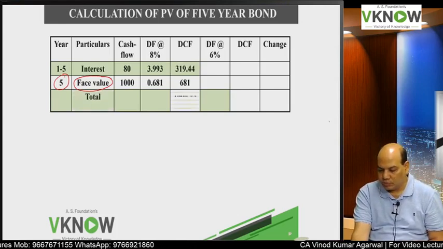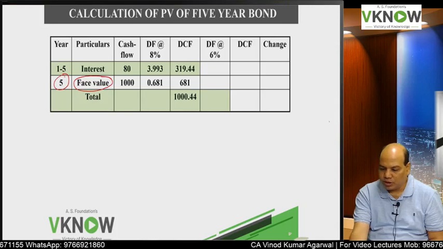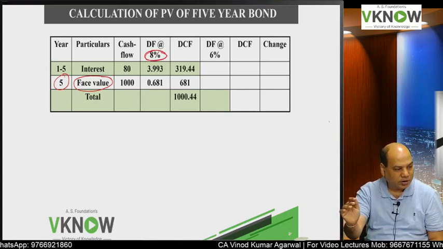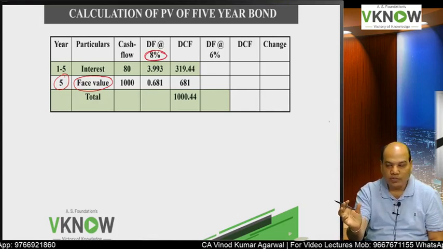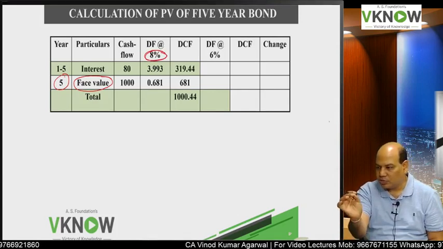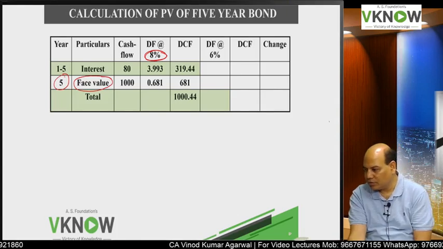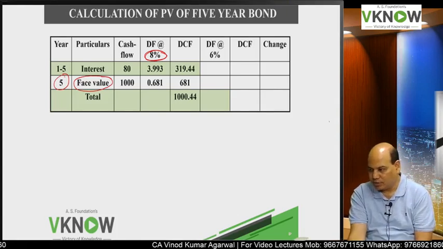Total should be close to 1000 because coupon rate is also 8% and discount rate is also 8%. So actually the answer should have come 1000. But because of the rounding off in the discounting factor, there is some difference, no problem. Is it right?